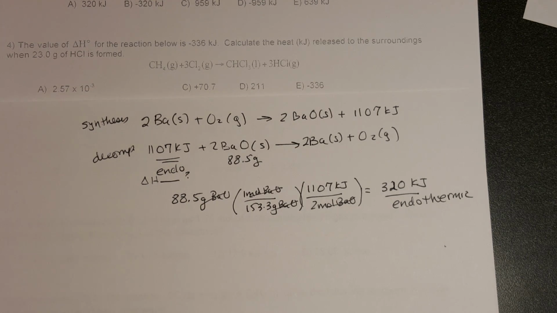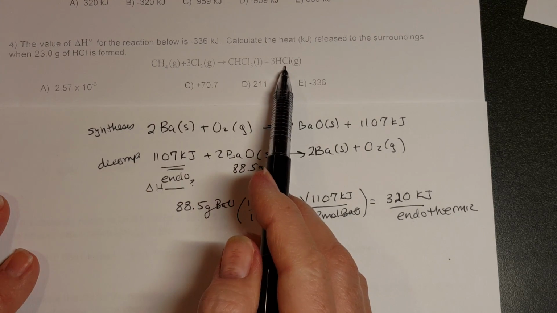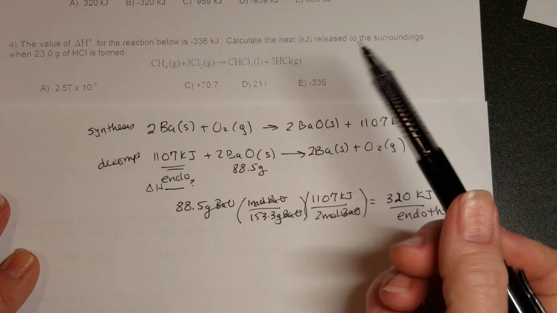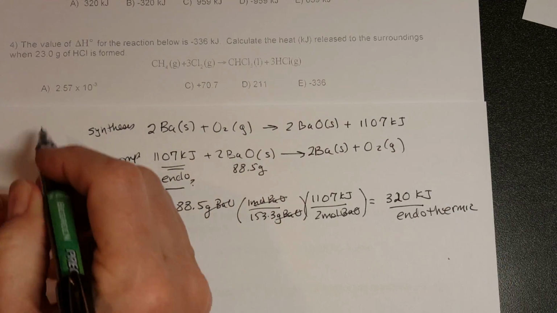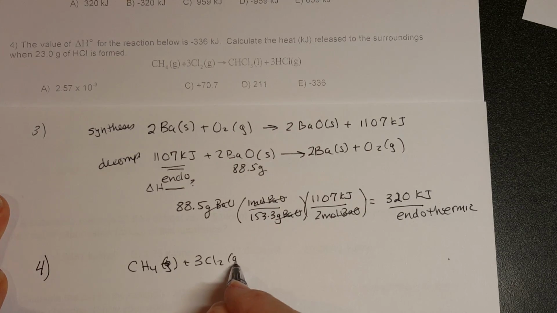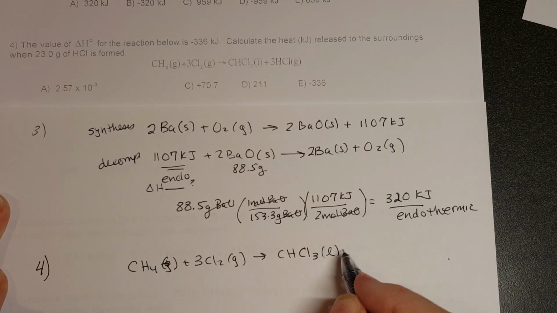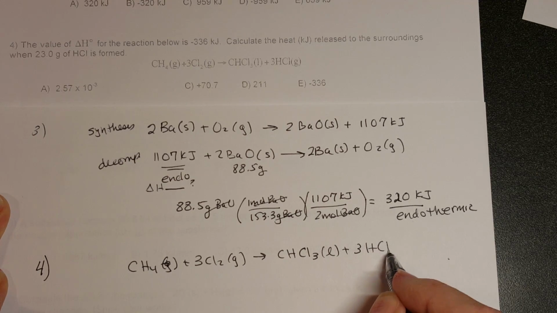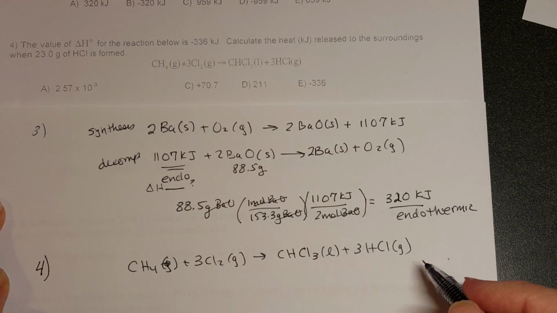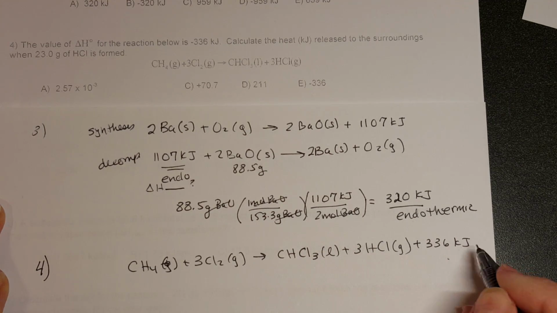Calculate the heat released to the surroundings when 23 grams of HCl are formed. So in this case, the reaction is written in the right direction. We're forming HCl, and you can picture this as CH4 gas plus 3Cl2 gas yields CHCl3 liquid plus 3HCl gas, and it says that it has a negative 336 kilojoules. It's released.